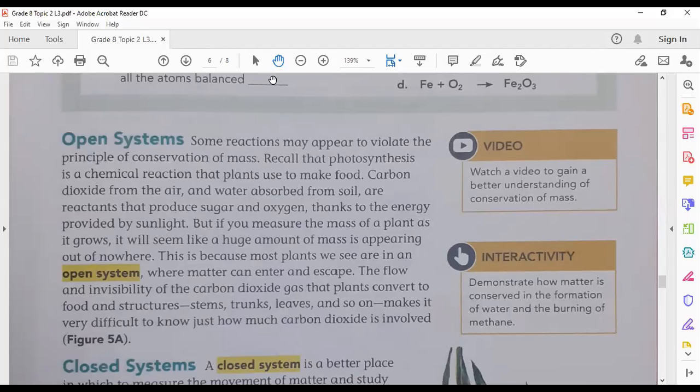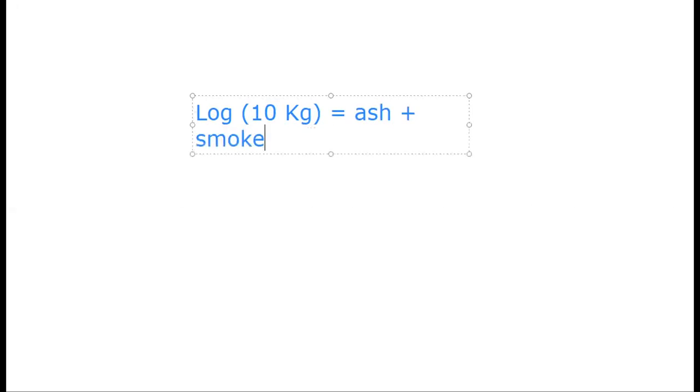I will give you an example. This example, I think you are familiar with it. When you burn a log, suppose that the mass of the log is 10 kilograms. After you burn it, it will turn to what? To ash and smoke. But because you burn it outside in an open system, what will happen to the smoke? Smoke will escape. These gases will escape, and the ash is very light.